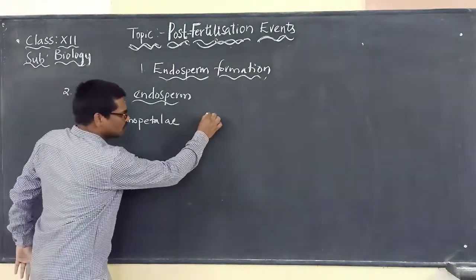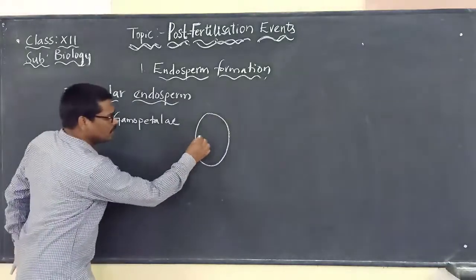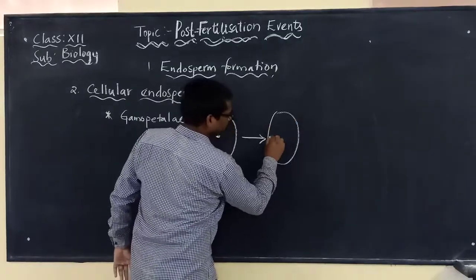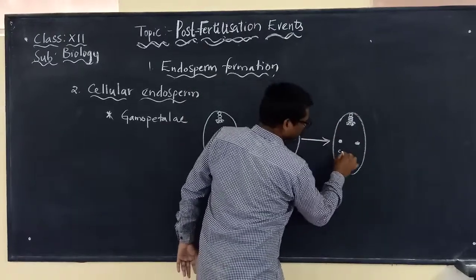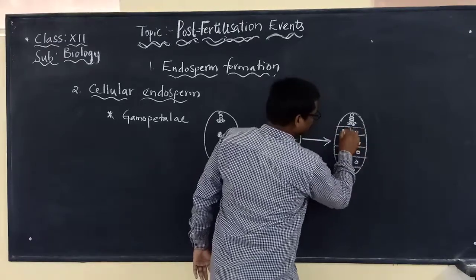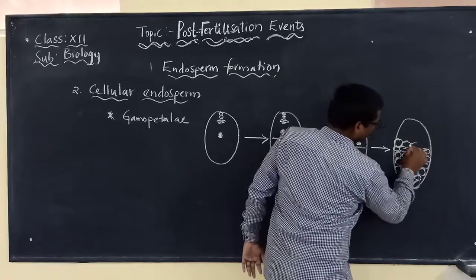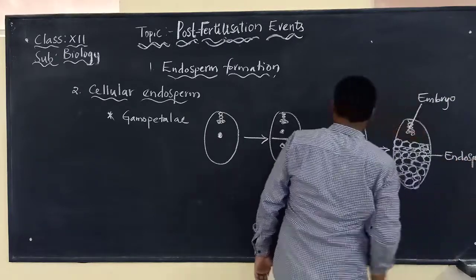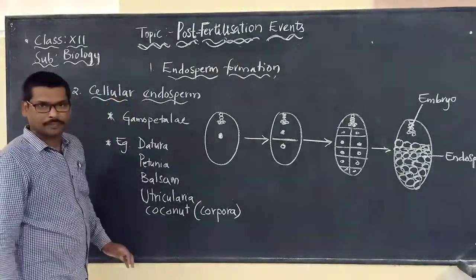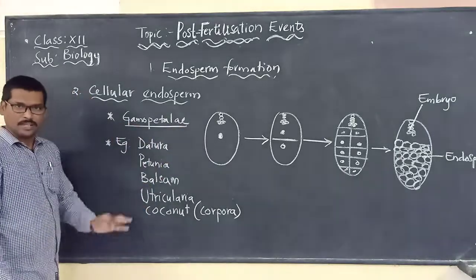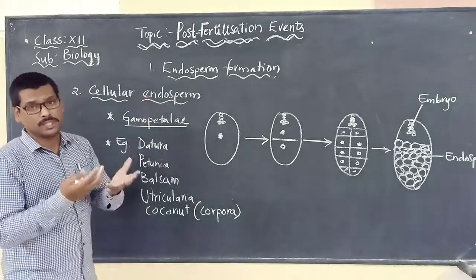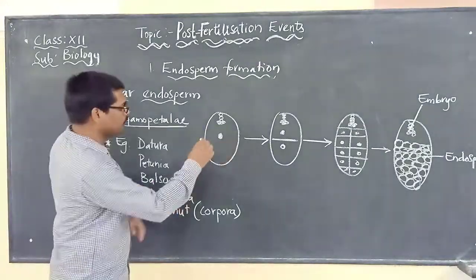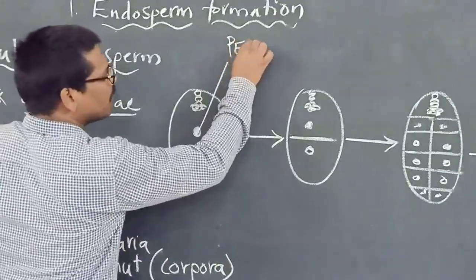So in this, what we see, when we are seeing the endosperm formation, here is the nuclei. Let us try to understand with the diagram. So now, cellular endosperm, what we said, it is mostly found in what? Gametophyte. How is this cellular endosperm formed? As we said, the term itself states cellular, as cells are present. See here, this is the primary endosperm nuclei.